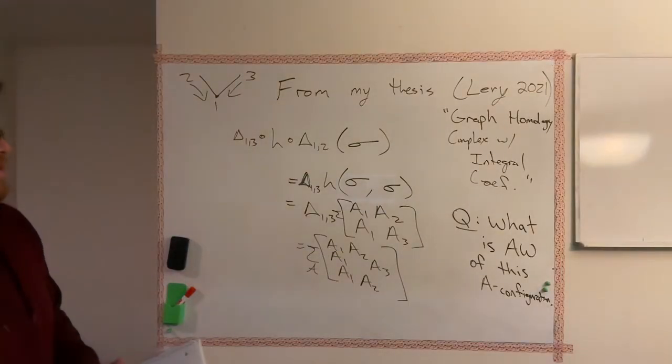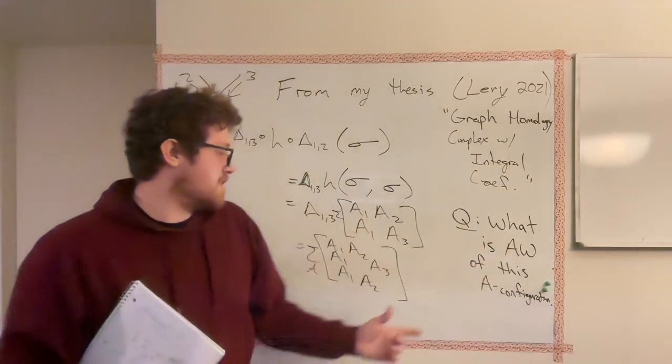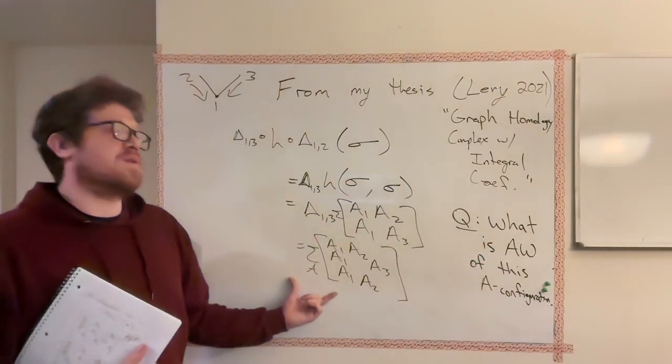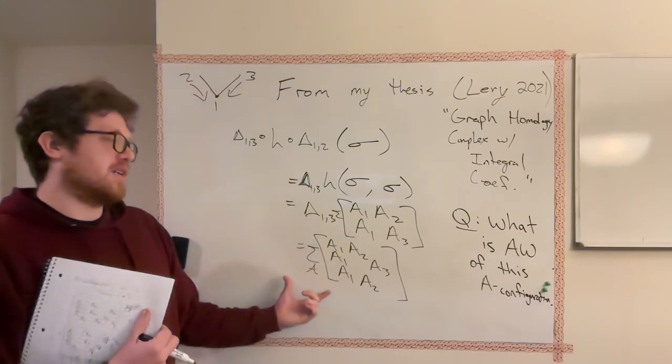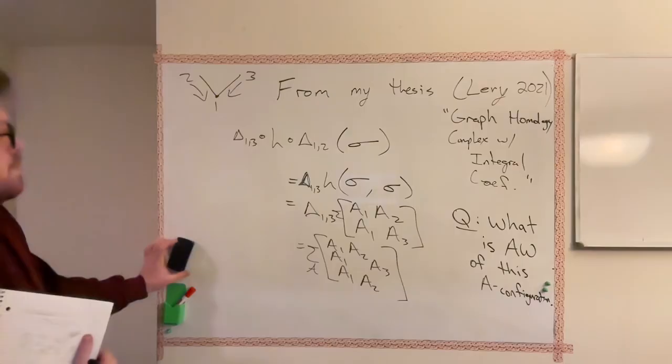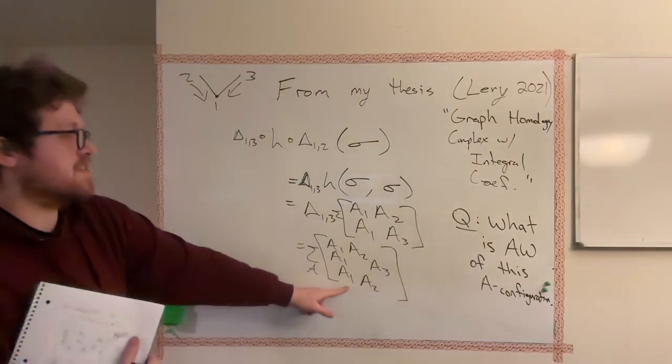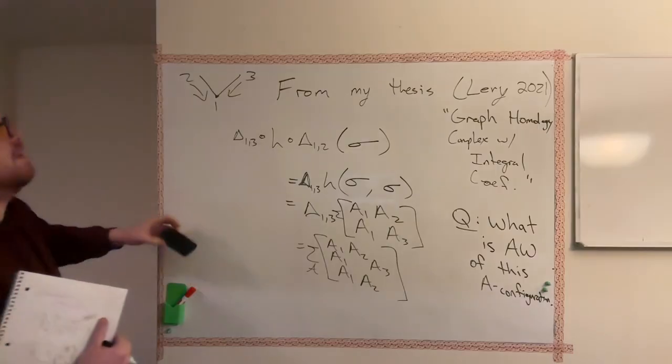Okay. Yeah, so that's the main question. What is the Alexander-Whitney map of this A configuration, and how could we see this as some table reduction coaction? So let's just look at this one example. I'll rewrite this A configuration, but let me erase everything else.